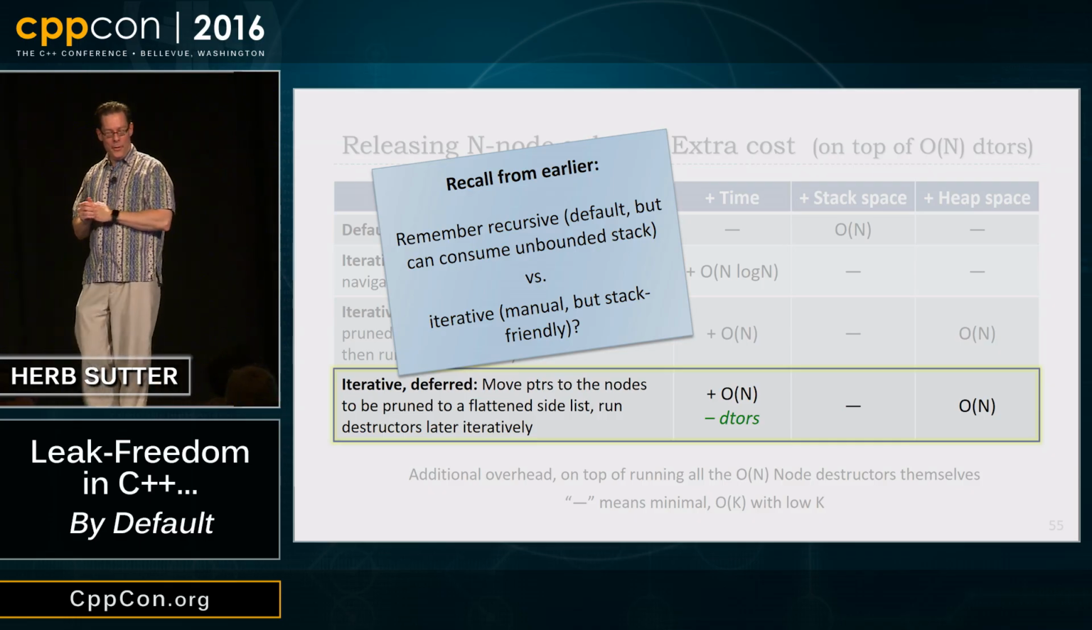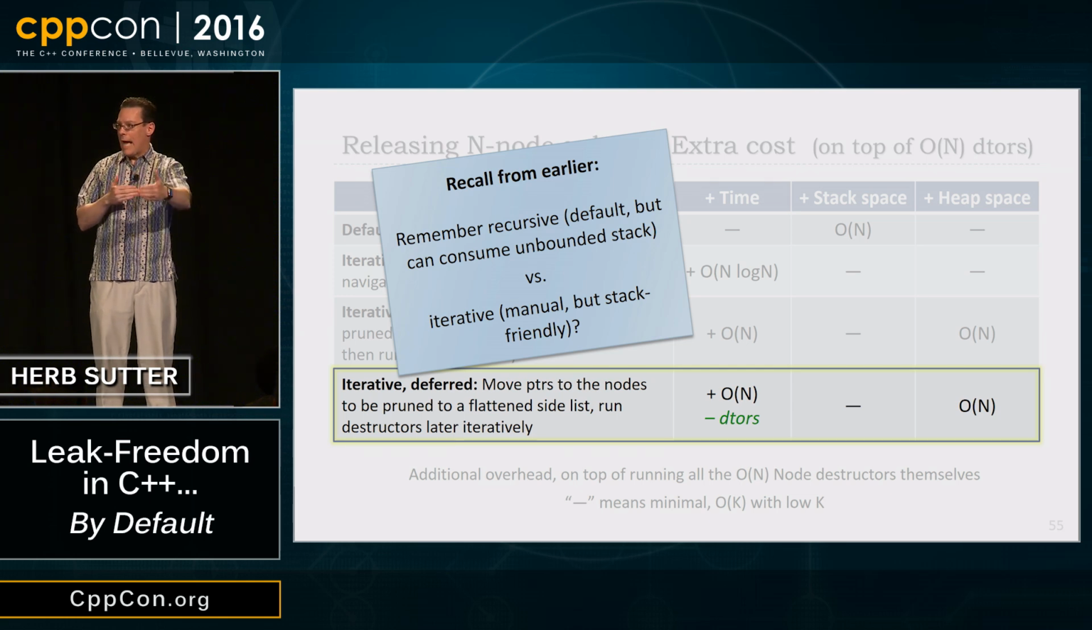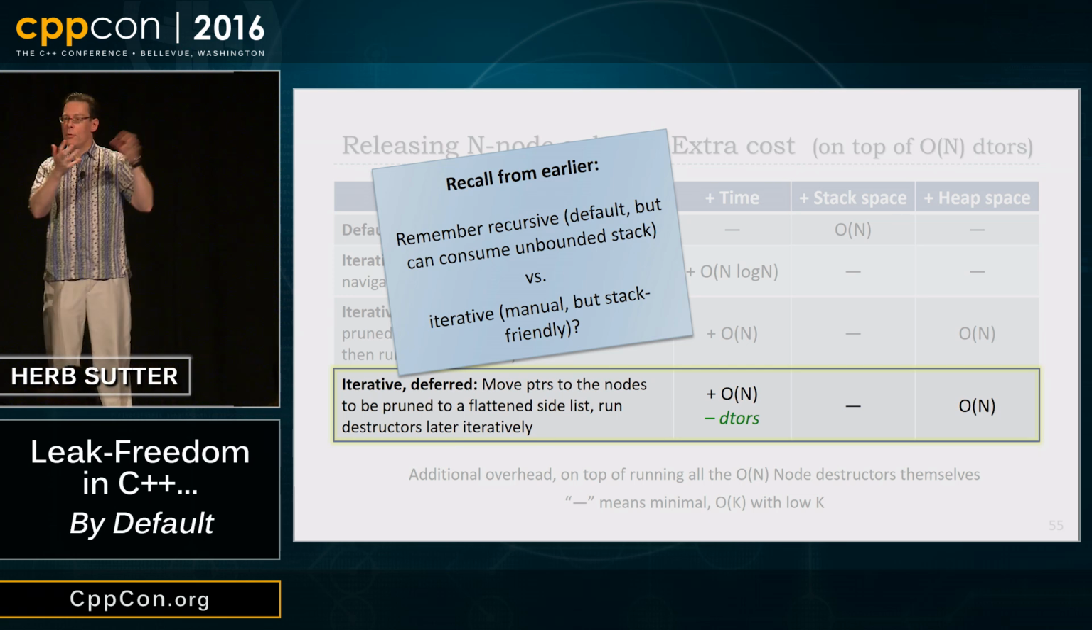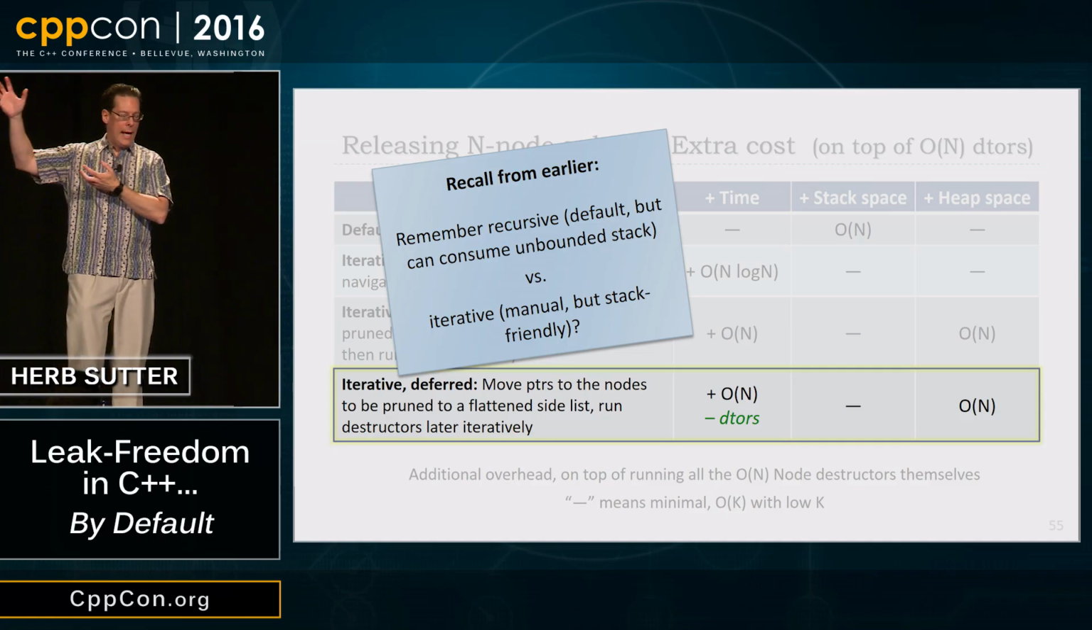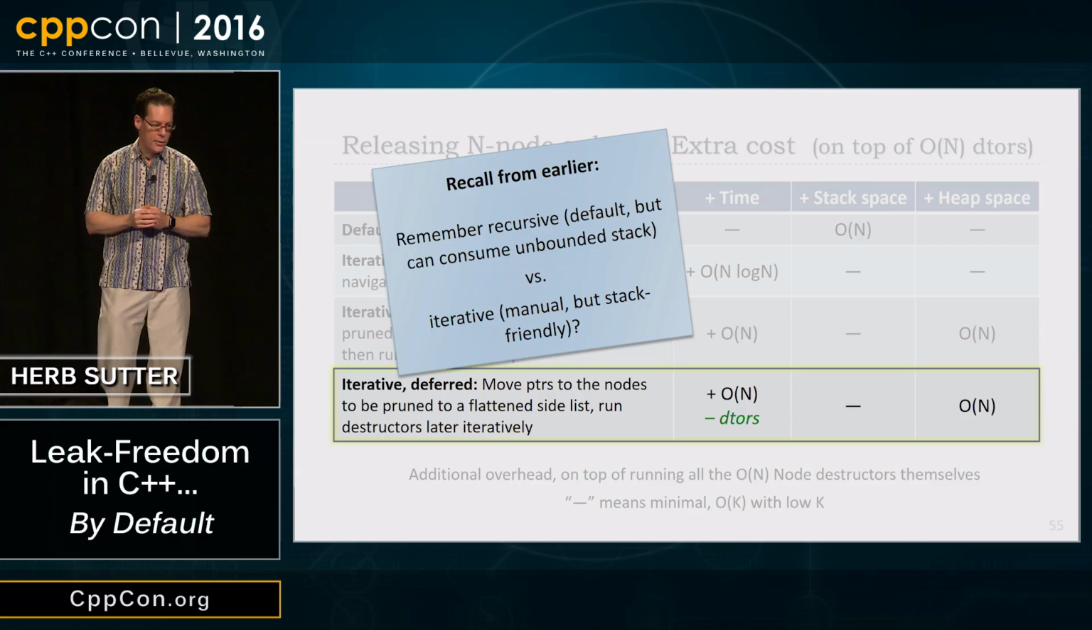Recall from earlier, we said that one way to deal with, say, the stack issue with the recursive destructor calls was to move the pointers to the nodes to be pruned to a flattened side list, and then later at some point run the destructors iteratively instead of recursively.